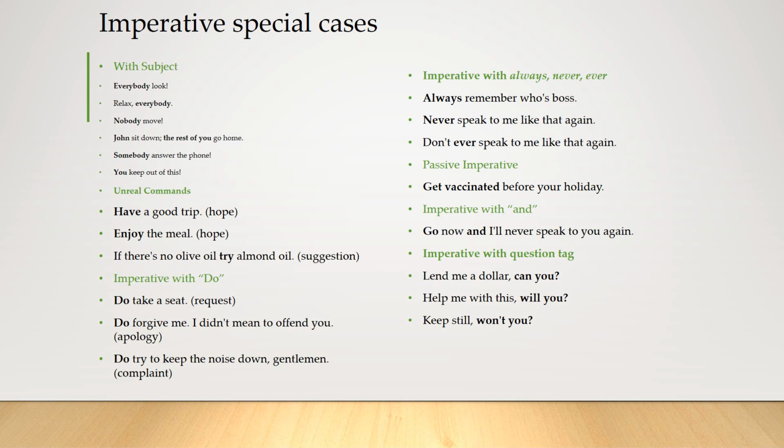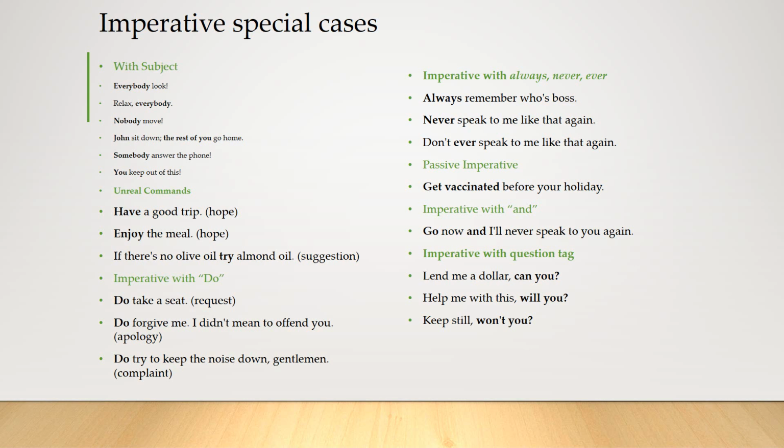For example, have a good trip. Enjoy the meal. If there's no olive oil, try almond oil. This is the example of a suggestion. Number 3, imperatives with do.